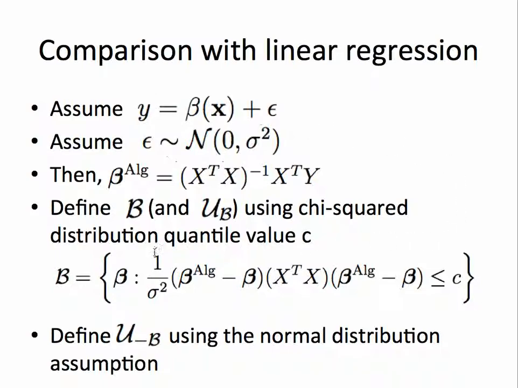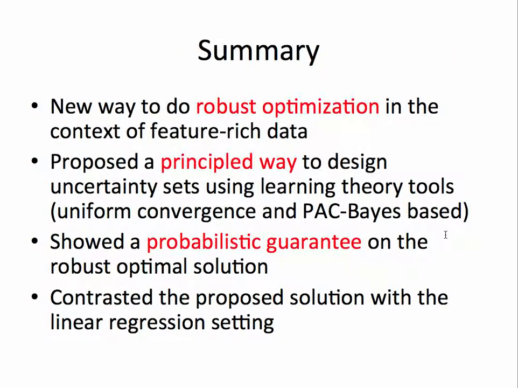And also, here the set description is making use of certain distributional properties because of the distribution we assumed of the noise. We are not making any distributional assumptions in our general setting. So in summary, we show a new way to do robust optimization in the context of feature-rich data. We propose a principled way to design uncertainty sets using learning theory tools, both uniform convergence based and PAC-Bayes theory based. We showed a probabilistic guarantee on the robust optimal solution, and we contrasted the proposed solution with the setting of linear regression.